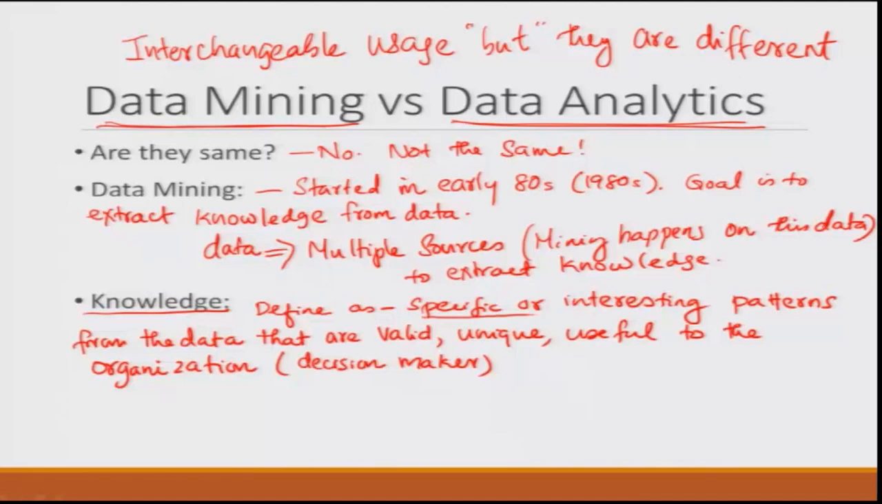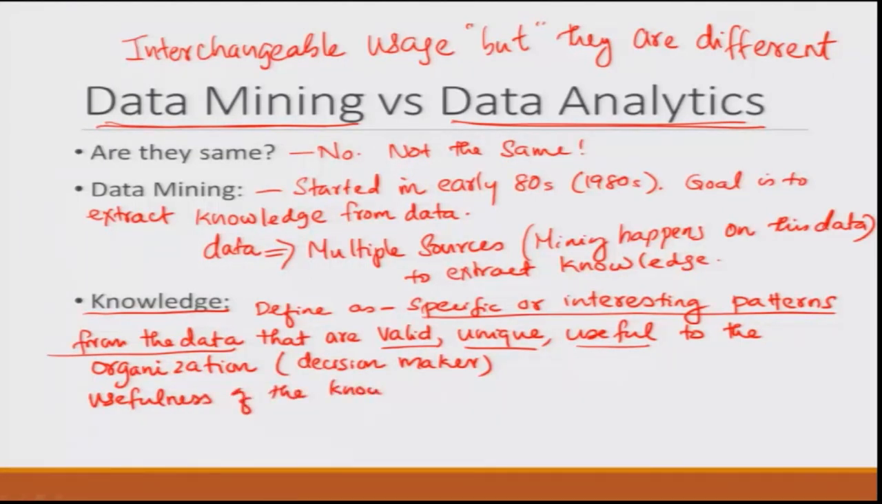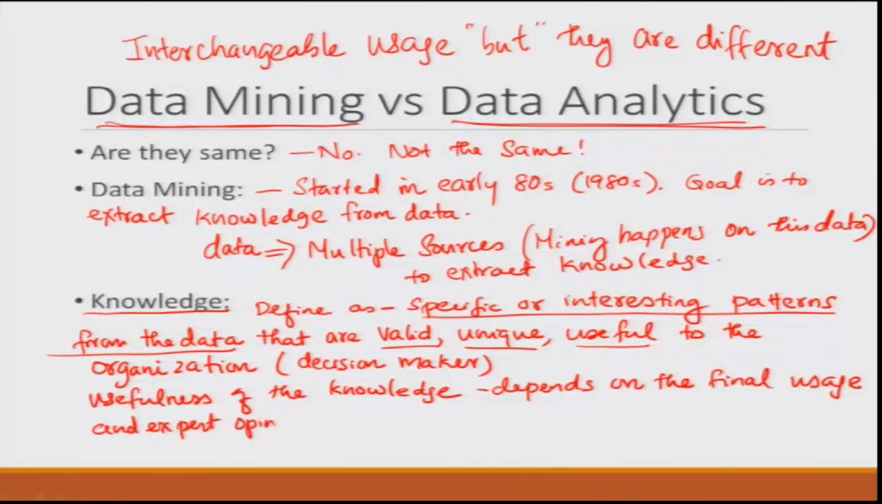So here we are talking about specific or interesting patterns. Where do you get them? These patterns are obtained from the data. And what are the characteristics of these patterns? They are valid, unique, and useful to the organization or the decision maker. The important part is the usefulness of the knowledge. Whether it is useful to the organization or not depends on the final usage and expert opinion. The expert dealing with this knowledge decides whether it is useful or not.